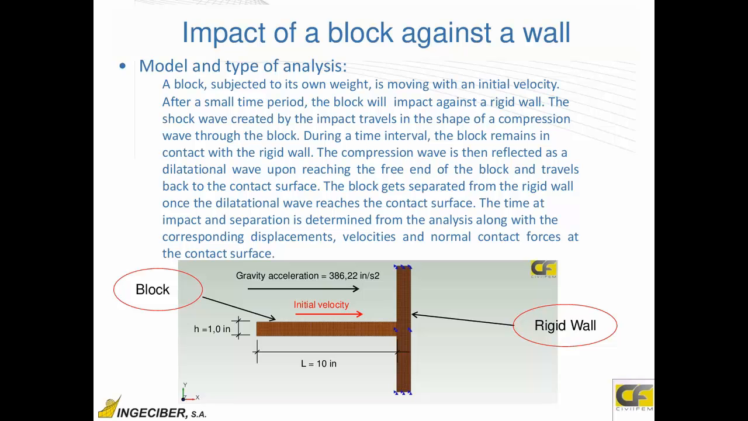and it is represented as a dilatational wave. In that way, when the object hits the other object, the wave travels, in terms of pressure, in terms of stress. The wave goes to the free end of the object, and then it goes back until reaching the rigid wall, and it makes what is called the phenomenon of rebounding. So what we're going to do here in Civil FEM is model that process, that behavior.